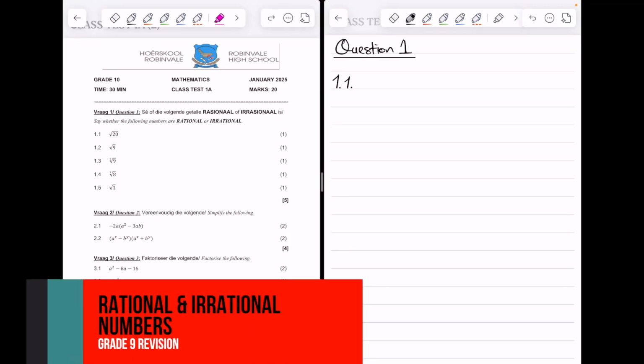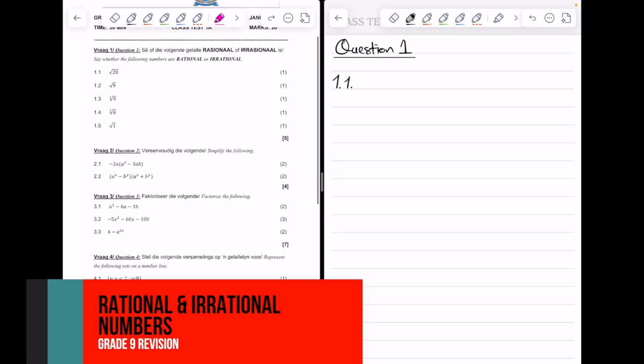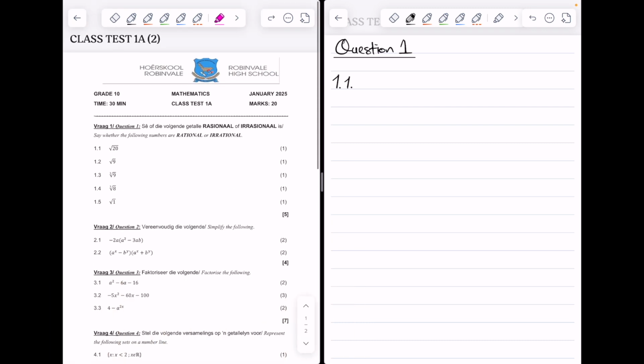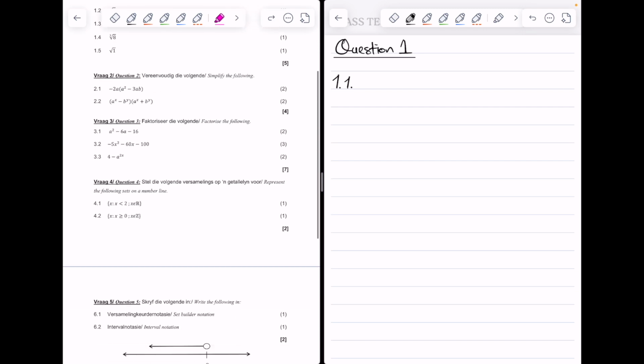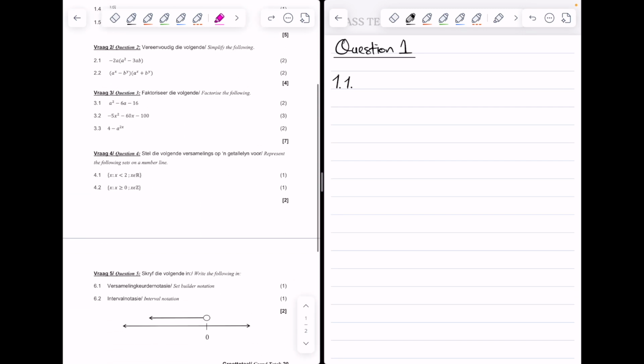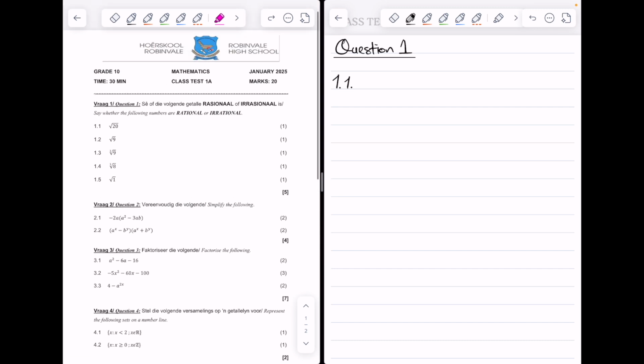We are going to look at our first video for the year, for 2025, and we are going to start off with a grade 10 class test that was written sometime recently in the past week or so. And we are going to look at the solutions to all of those questions, all the way to question 5. So we'll try to keep this as short as possible.